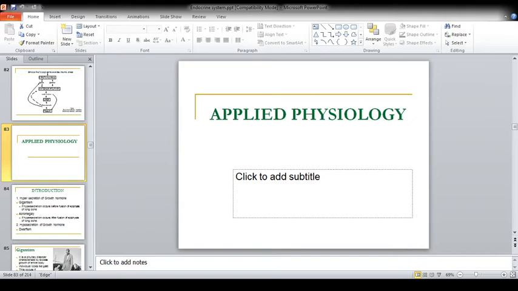So this is how gigantism looks like, and it is due to hyperactivity or tumor of somatotrophs, the cells which are releasing the growth hormone. And this is how a gigantism patient looks like. Look at the height, the stature.